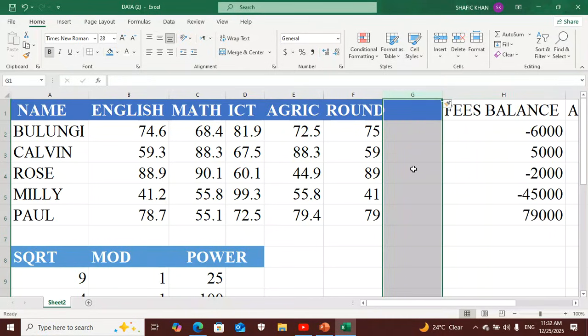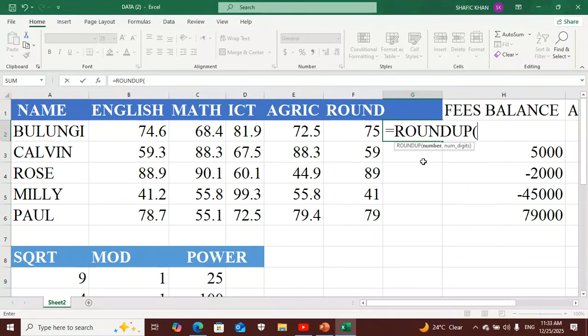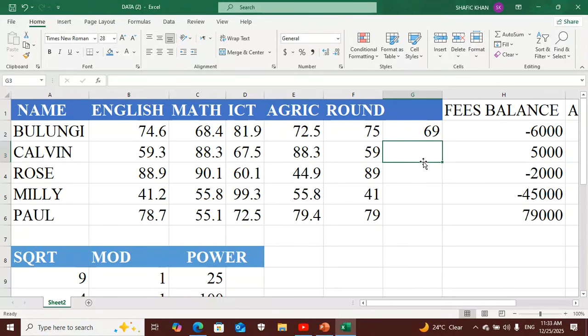Now we can still have the round up. Now when it comes to this round up, of course it will favor the student in a way. For example, this is the round up. It says equals round up. We are using the round up. Let's use math this time round. This is C2, comma, 0. We close that. Have you seen the learner here is favored?